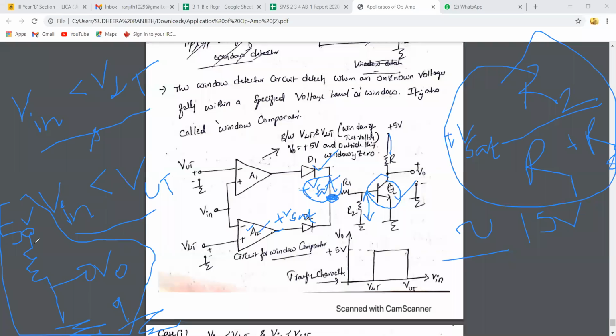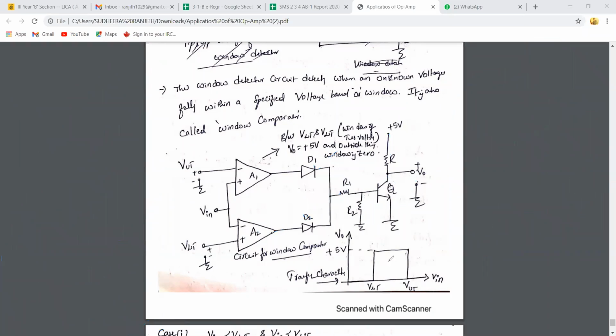What is the output voltage? The source is directly connected to ground. Here the 5 volt source is directly connected to ground. What is the output voltage at this location? 0 only. Right, 0. This is the first case.